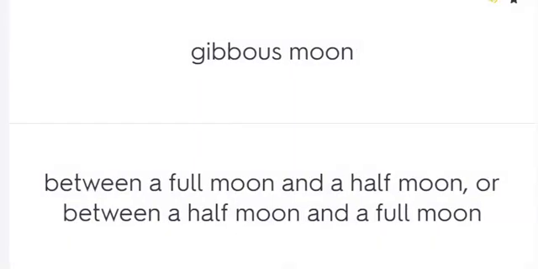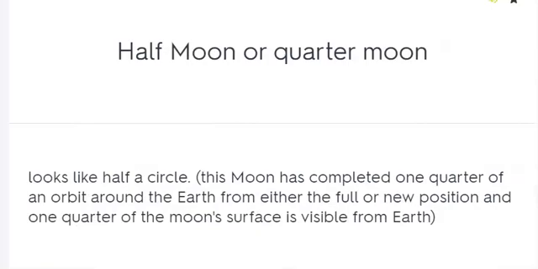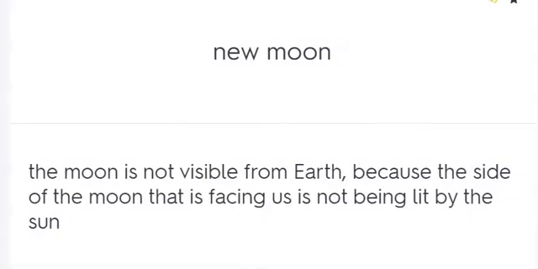Gibbous moon. Between a full moon and a half moon, or between a half moon and a full moon. Half moon or quarter moon, looks like half a circle. New moon. The moon is not visible from Earth because the side of the moon that is facing us is not being lit by the sun.